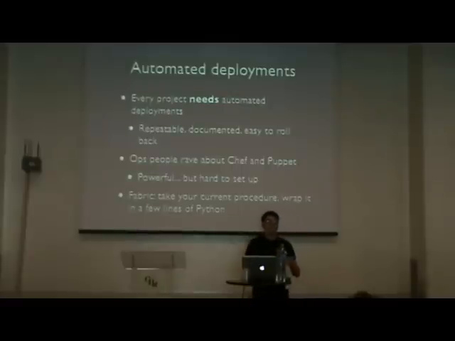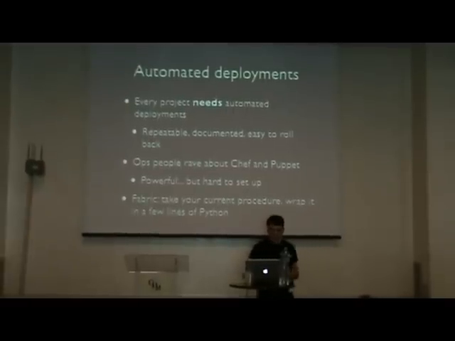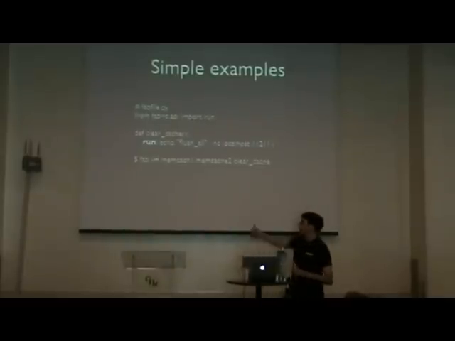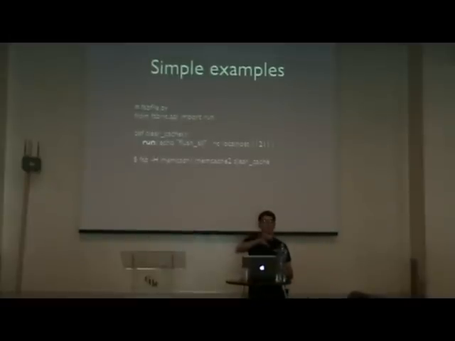What Fabric lets you do essentially is take those commands that you were running and wrap them up in a few lines of Python and have them in a file in source control, so that you don't have to think about them anymore. I'll show you a couple of very simple examples. This is an actual Fabric command that we use for Lanyon. This is a clear cache command. Essentially, everything in Fabric lives in a file called fabfile.py. So you drop one fabfile.py into the root of your project and stick all of the automation stuff in there.